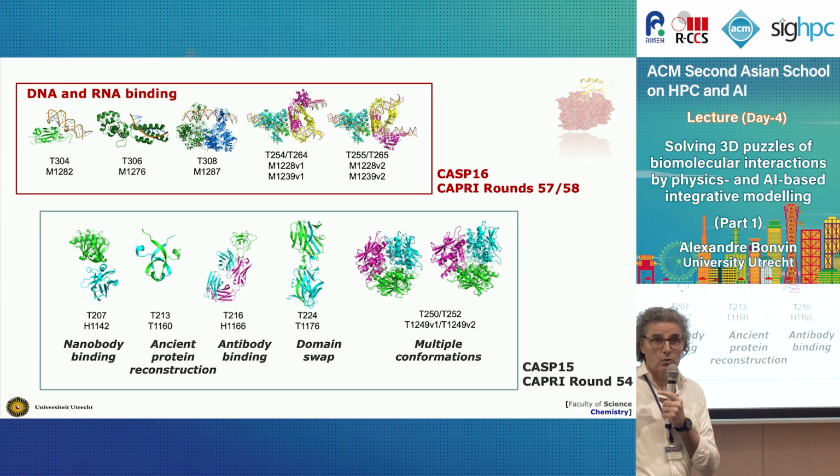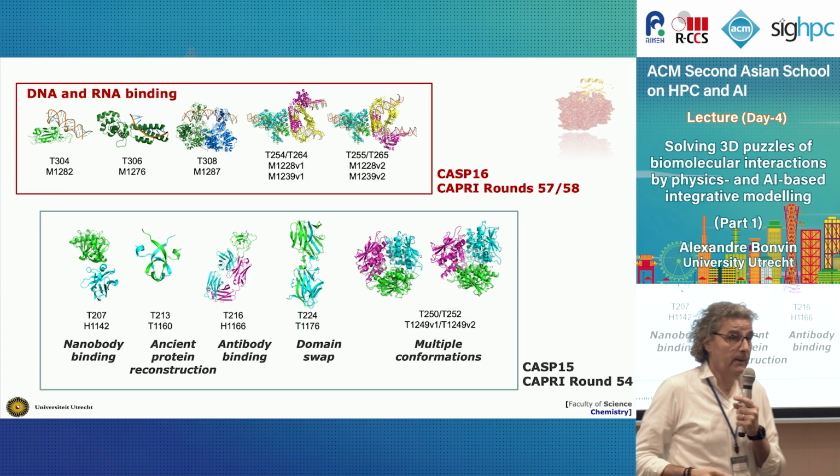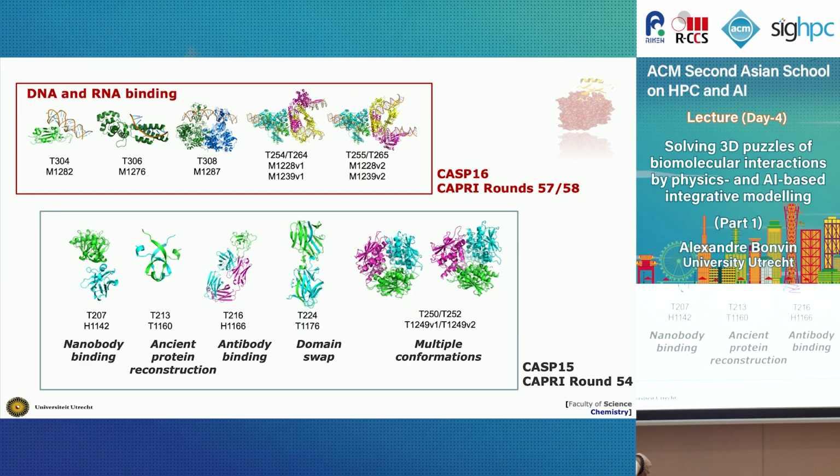So there is no conservation, and it means that the signal for the binding regions of those molecules is not really there. And that caused trouble for the predictions. There were other things too: domain swap, that's a tough one to predict. Multiple conformations, that's a hard one.